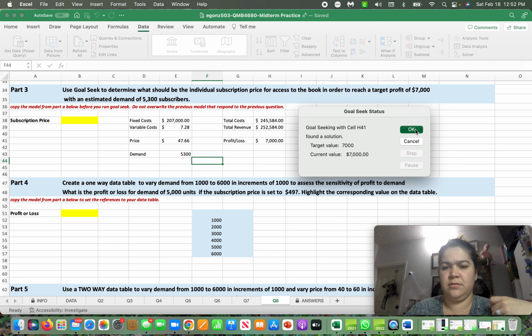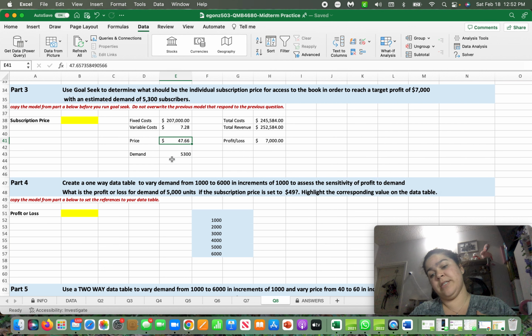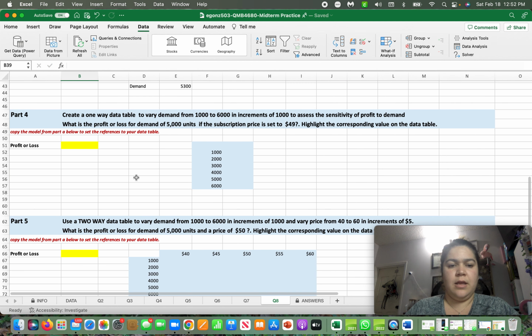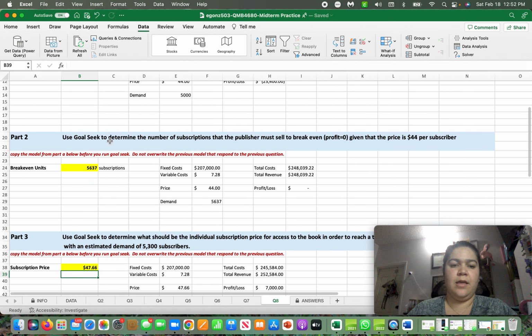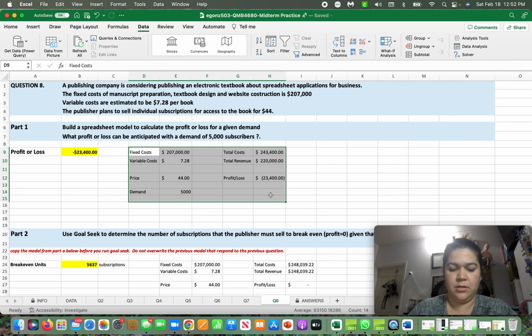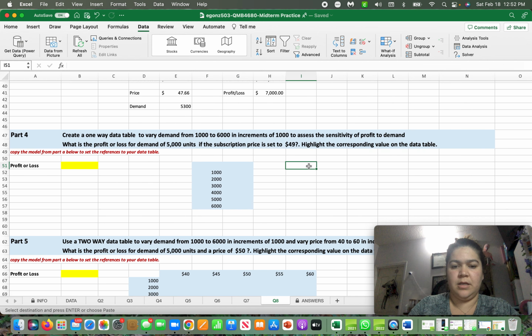Okay, so we got a number. We need to sell it at 47.66 instead of 44. So we're gonna hit equal, reference the cell, enter. Now the two-way data table, same thing, copy the model from part 8. So we're gonna go back up, select the whole thing, Command C, and paste it here, Command V.